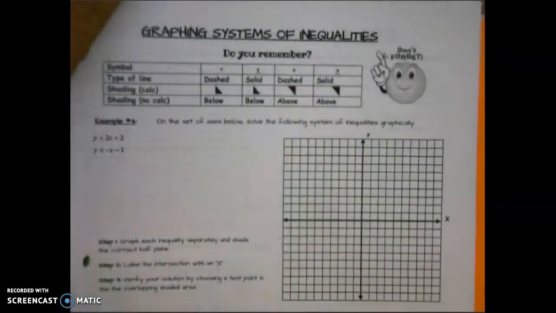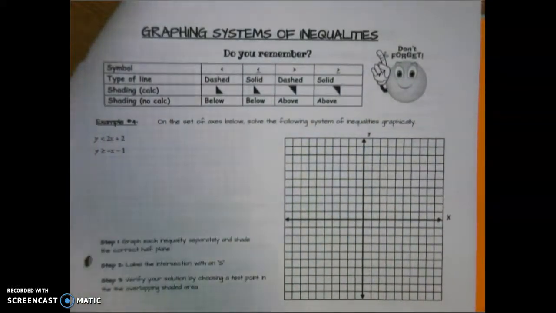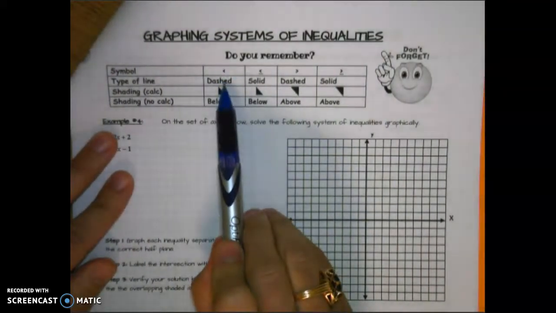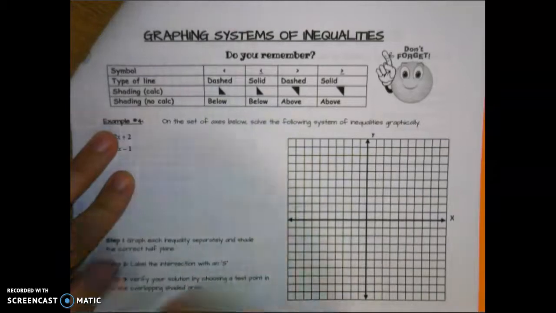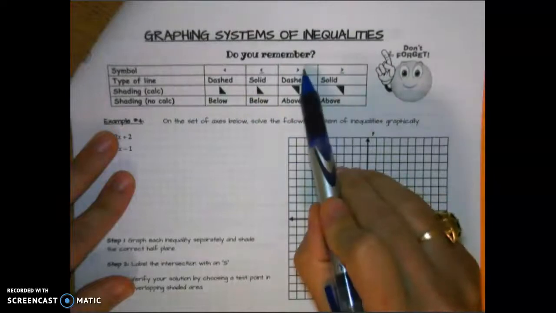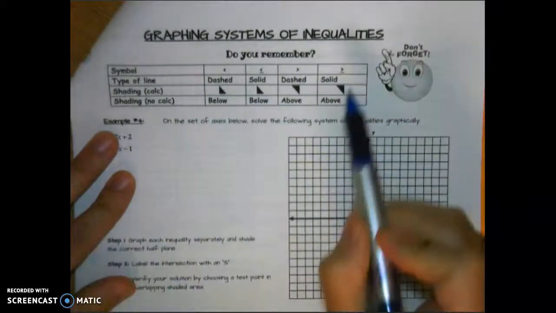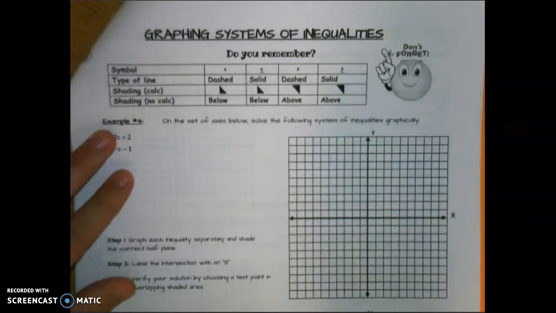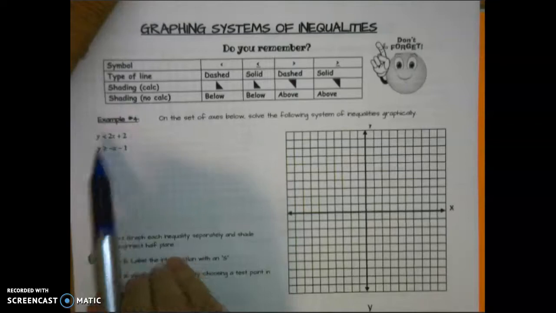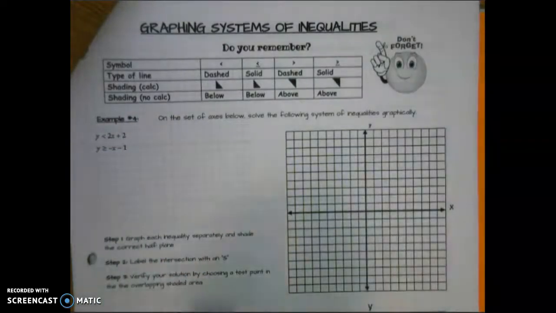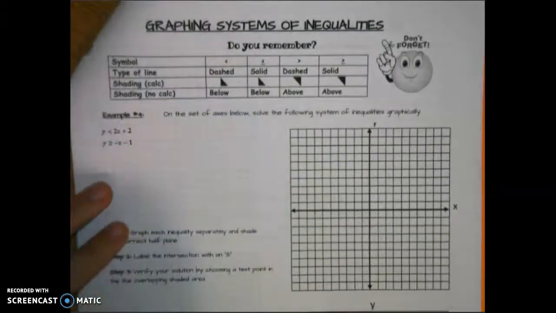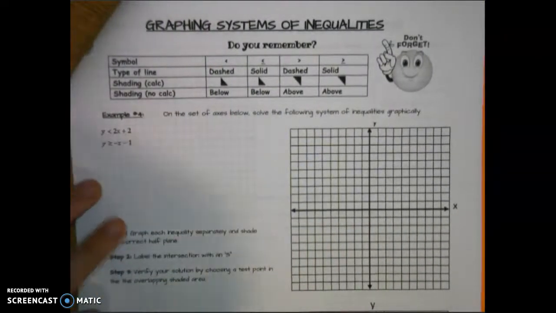Okay. So when you turn the page, just a little review when we were graphing one inequality: when you have a less than sign, you'll have a dashed line and you'll shade below the line. When you have a less than or equal to, it'll be solid and shaded below. When you have a greater than, it will be dashed and shaded above. When you have greater than or equal to, it'll be solid and shaded above.